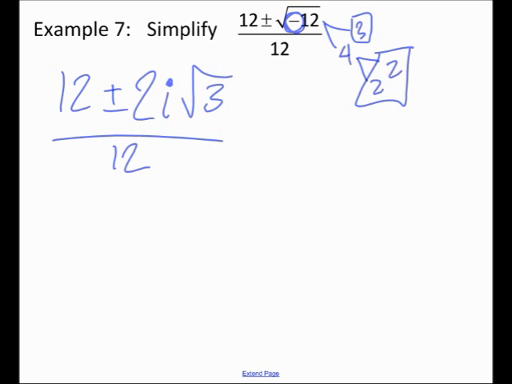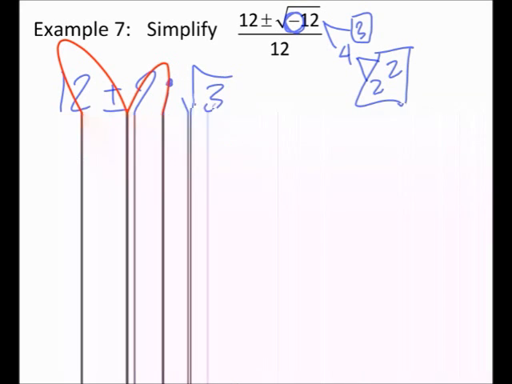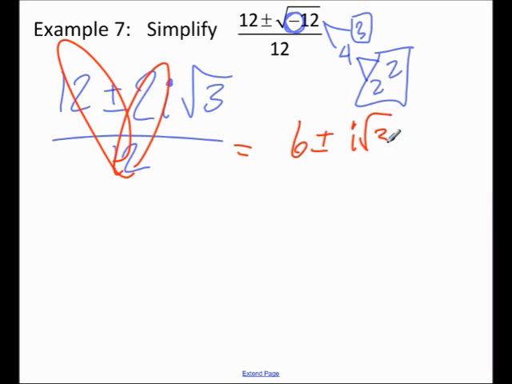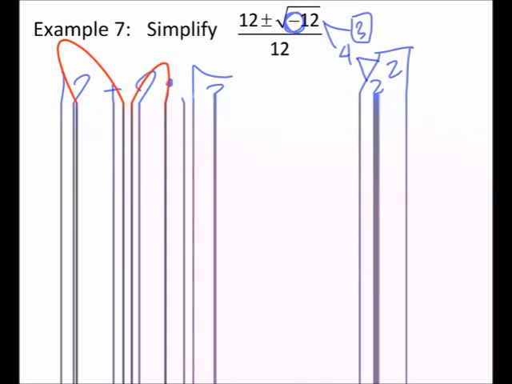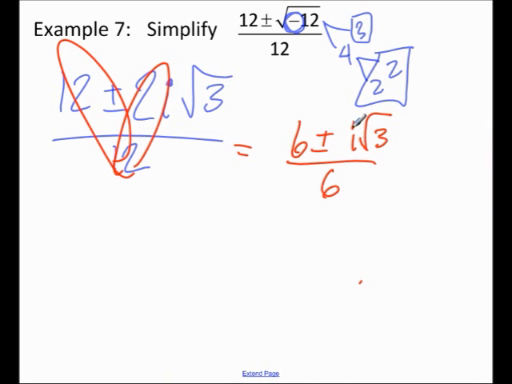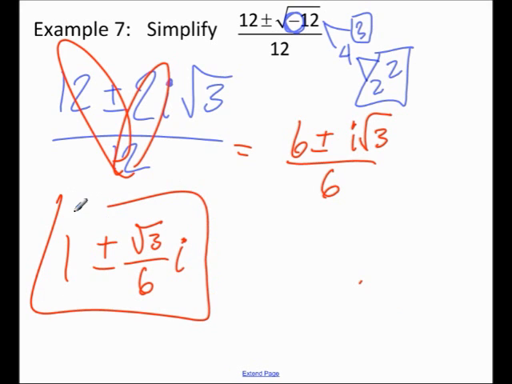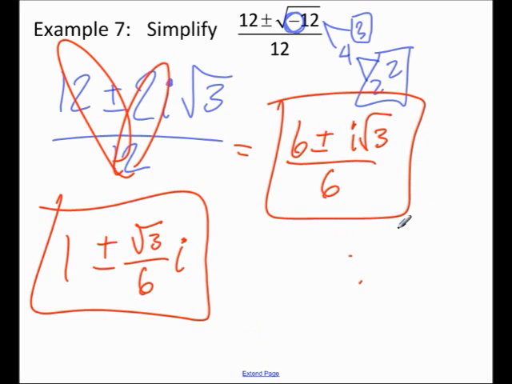So now here I can start simplifying some things. What do all these numbers have in common? Just the 2. So I really got 6 plus or minus i square root of 3 all over, cut that in half, is 6. And if we want to do this in proper form for our complex number, since i is involved, we can look at 6 over 6 is just a 1, and then square root of 3 over 6 with my i on the back. So this and this are both pretty good answers. But standard form for our complex numbers, since i is involved, would look like that.